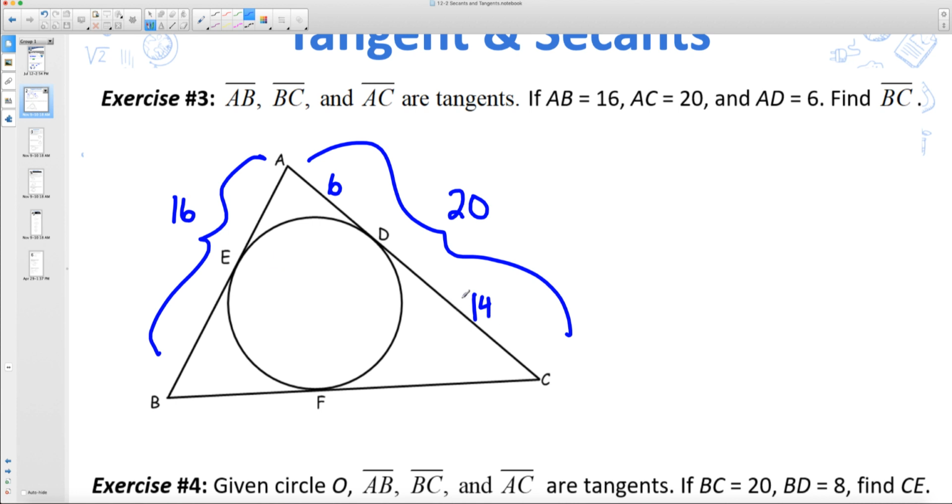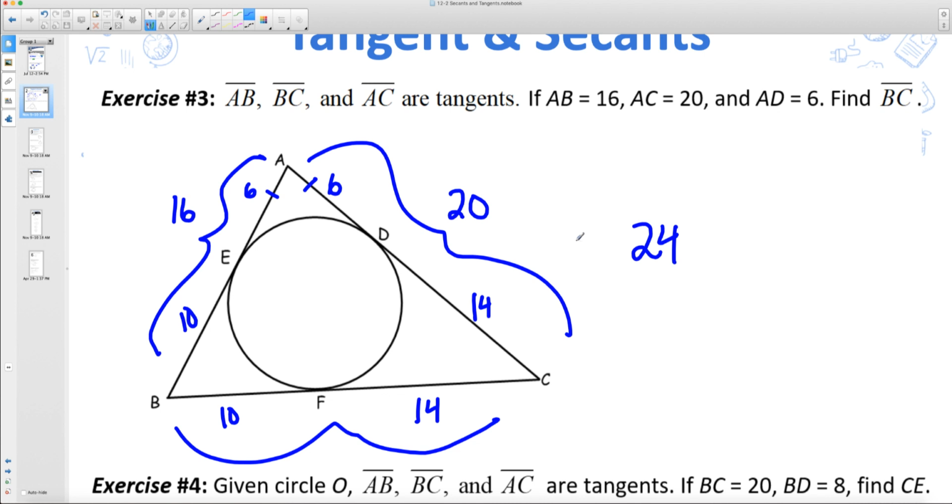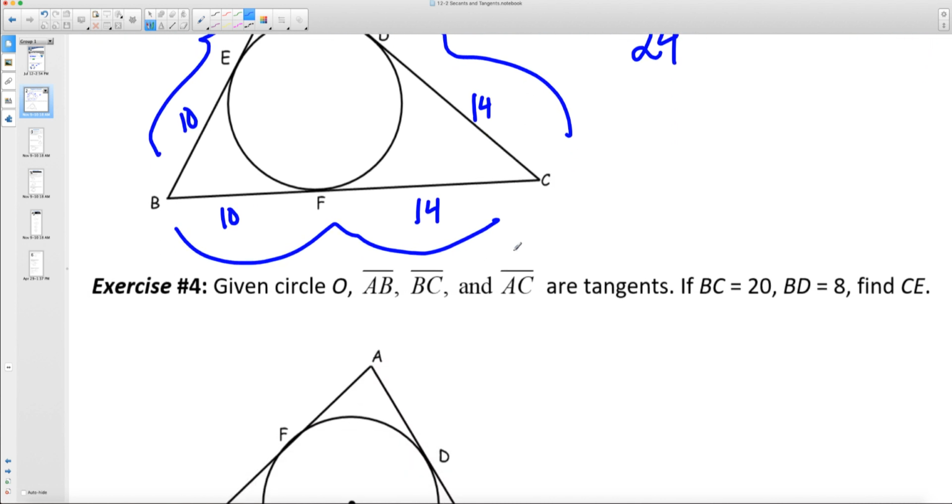Okay, so then if DC is 14, then FC is also 14. If this is 6 here, these both have to be congruent, so this is also 6. Well, then that would make this here BE 10. And if BE is 10, BF is also 10. So then we want to find the length of this entire thing. That's going to be 24. So it's kind of like a little puzzle. You just fill in things as you go.